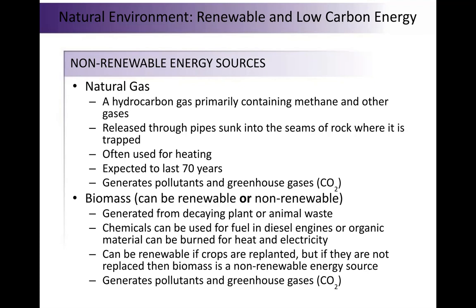Now, as far as coal is concerned, 10 feet of solid vegetation compressed and heated over millions of years creates, believe it or not, 1 foot of coal. And approximately 50% of the United States electricity is generated from coal.